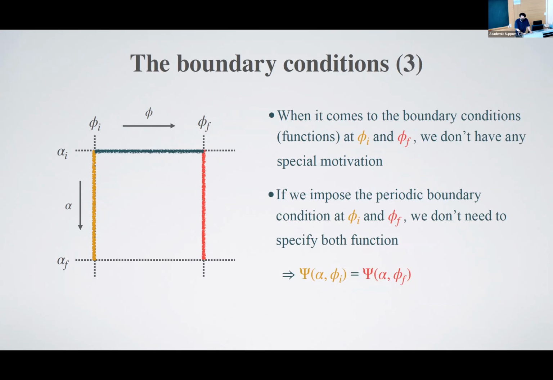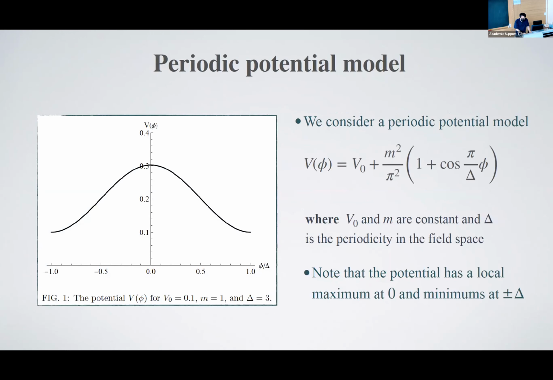But when it comes to boundary conditions at phi_i and phi_f, we don't have any special motivation like the Hartle-Hawking wave function. One of the simplest ways to impose the boundary conditions at phi_i and phi_f is to choose periodic boundary conditions. The advantage is that if we impose periodic boundary conditions like that, we don't need to specify those functions at the two boundaries. Okay, so this is our model.